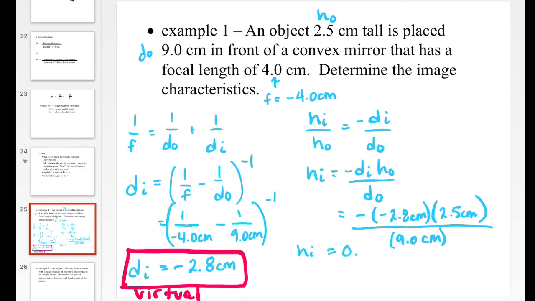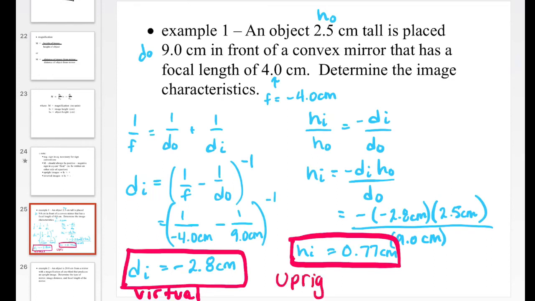Our height is 0.77 centimeters. So it's positive. What does that mean? It means that it's a virtual image again, which we already figured out. Is it smaller or bigger than the original object? The image is smaller, right? Because the original was 2.5 centimeters. So that's what you would expect from a convex mirror. We know it's virtual, we know it's upright, and we know it's smaller. And that's exactly what we expect from a convex mirror.